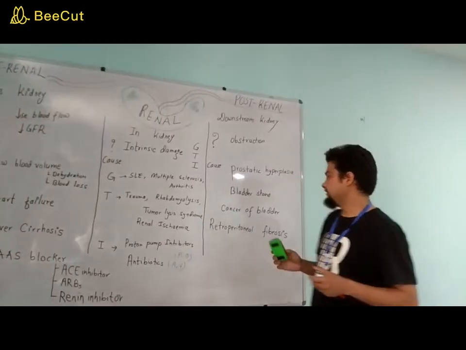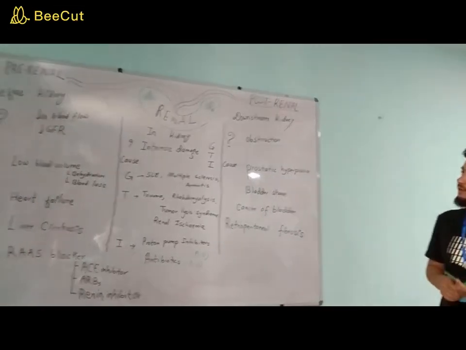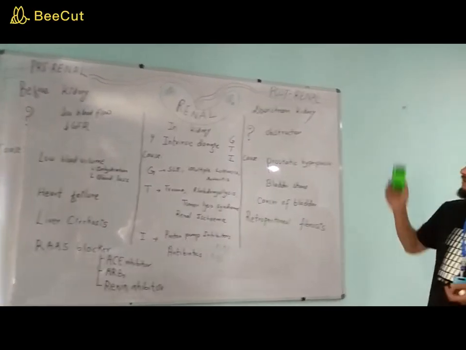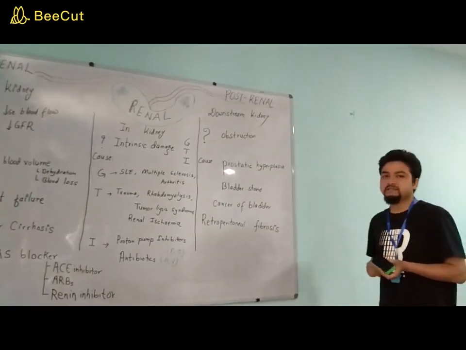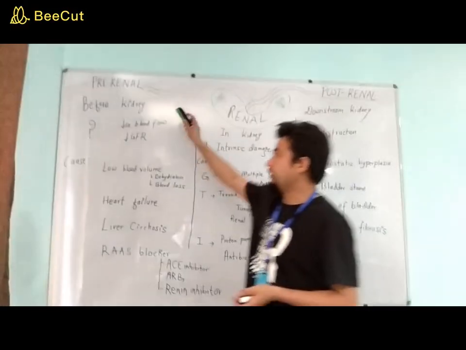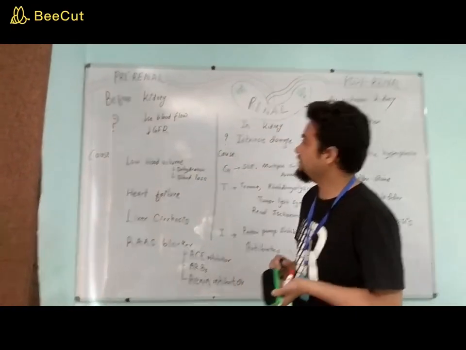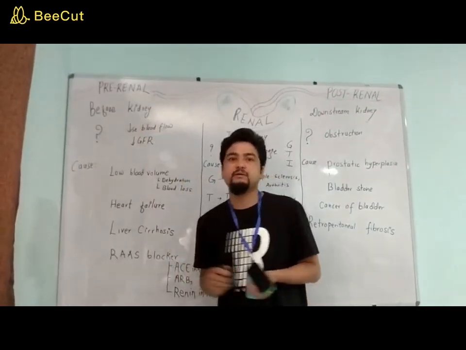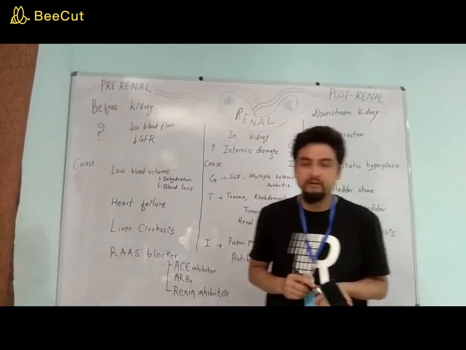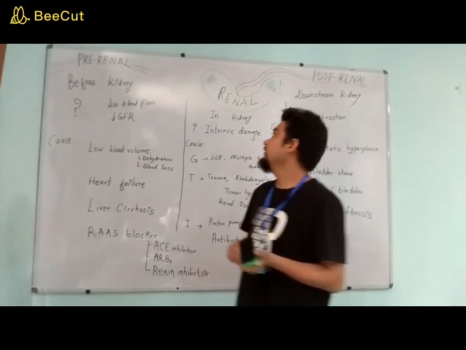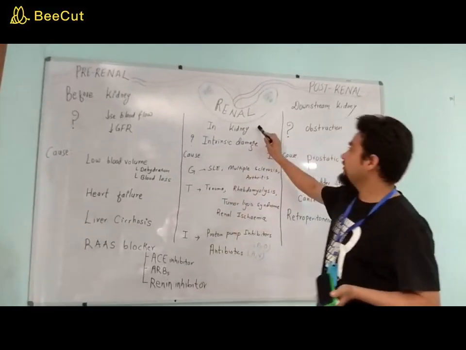So here is the table showing the information about pre-renal, renal and post-renal disease. And let's discuss it one by one. Coming to the first, pre-renal. Pre-renal means the problem is before the kidney. That means the problem may be in the heart, maybe in the liver, maybe in the GI tract. And next one, renal.